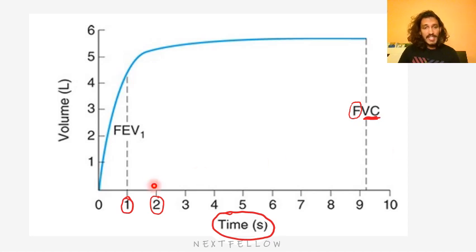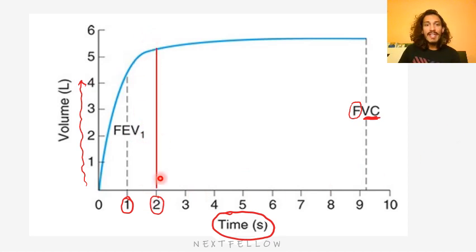Now in that forced vital capacity, you can see this is the volume that was expired in the first second. That is what is called FEV1. So that is the volume that has been expired at the end of the first second. And this is the volume that has been expired at the end of the second second.